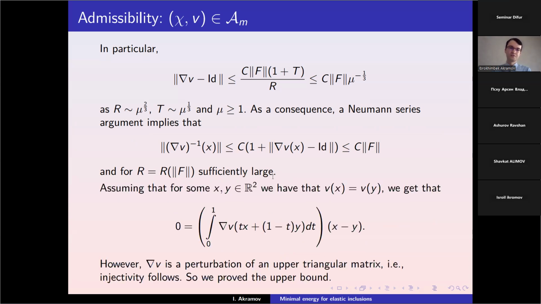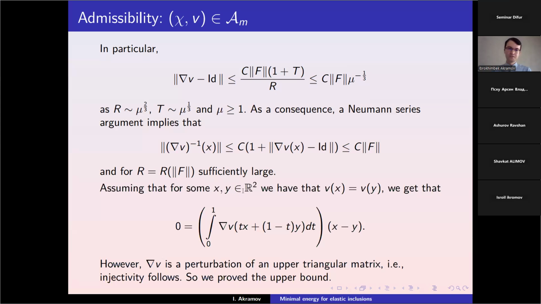So then, we have showed that nabla v is bounded and nabla v minus 1 is also bounded. Now what remains to show is that v is injective. So we want to show that v is also invertible.